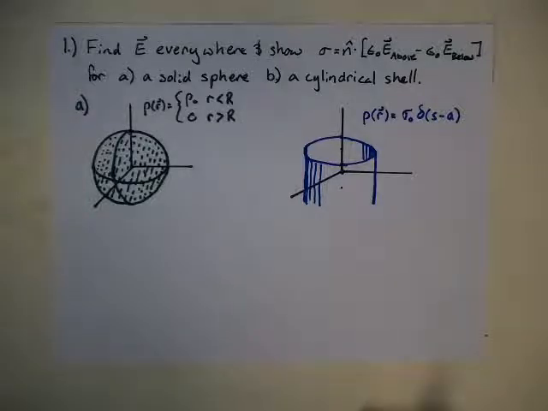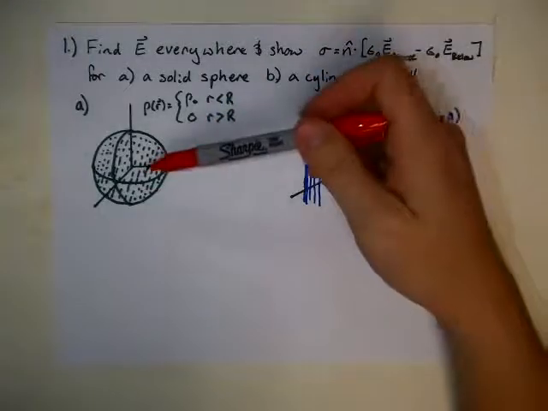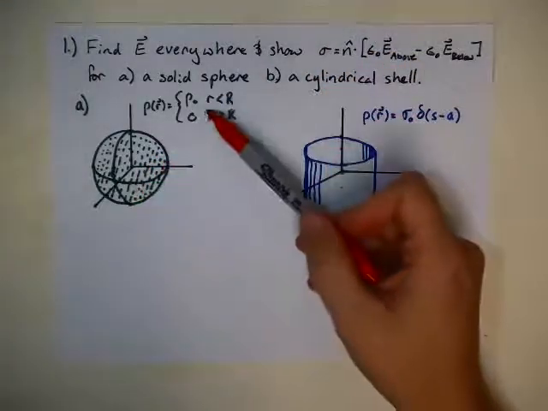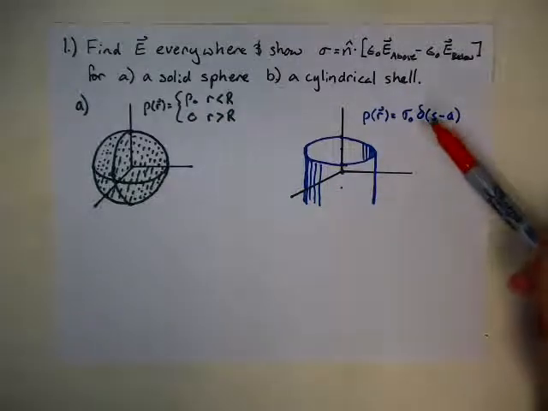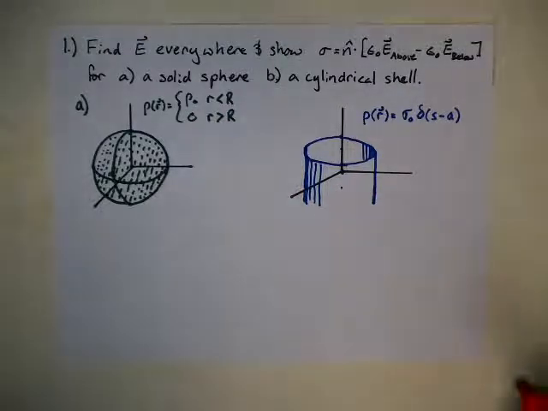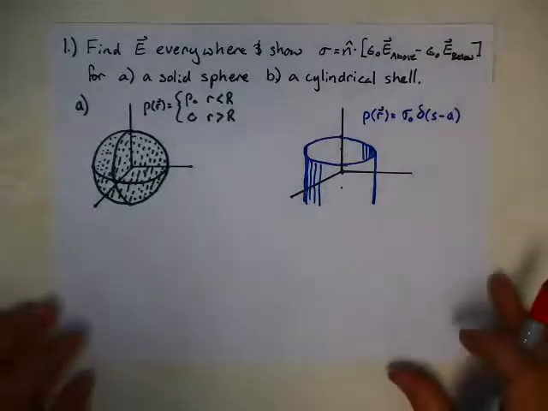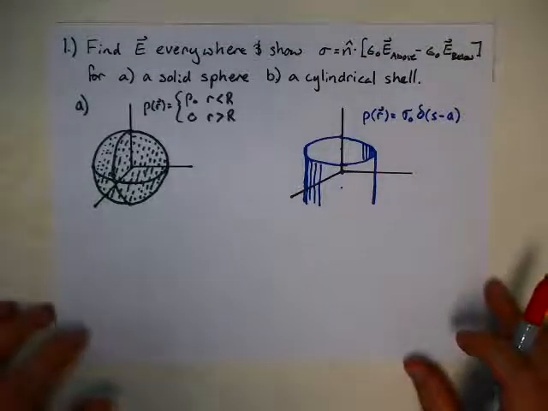Homework 3, problem 1. Find the electric field everywhere for these two situations, a solid sphere with uniform charge density rho naught and a cylindrical shell with uniform area charge density sigma naught, and then show that the difference of the electric field at the surface is given by the following formula known as the electromagnetic boundary condition.